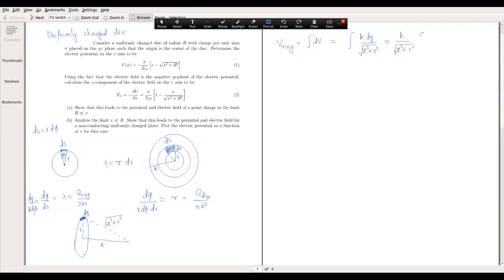over the integral of dq. But the total charge on the ring is Q ring, right? So this is k times Q of the ring divided by x squared plus r squared, where r is the radius of the ring. Q ring, we said, is lambda times 2 pi r. So replace that.